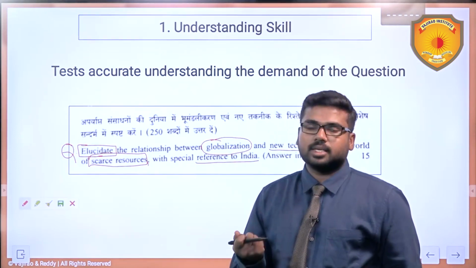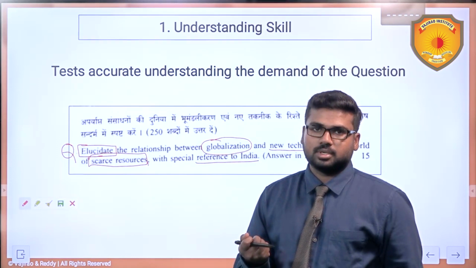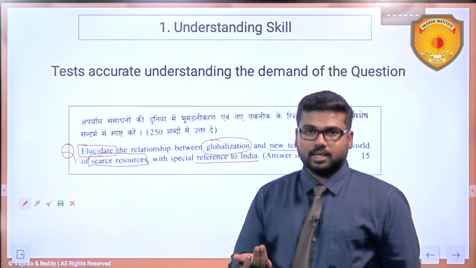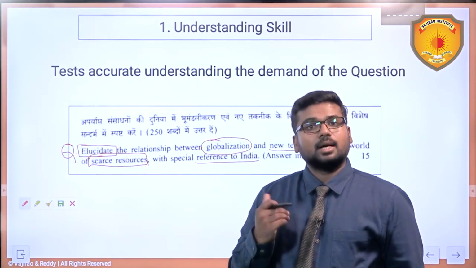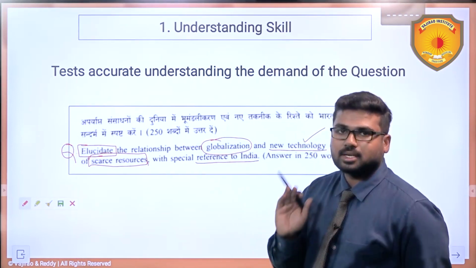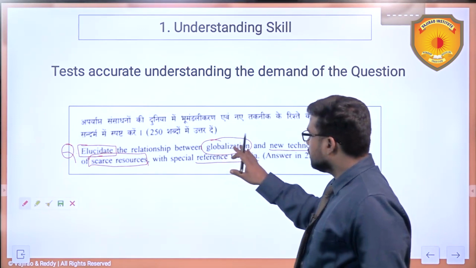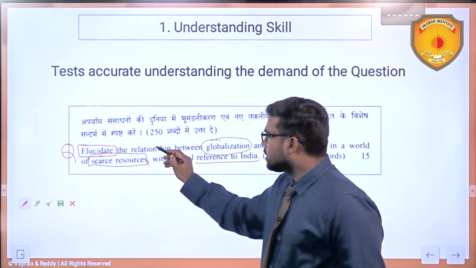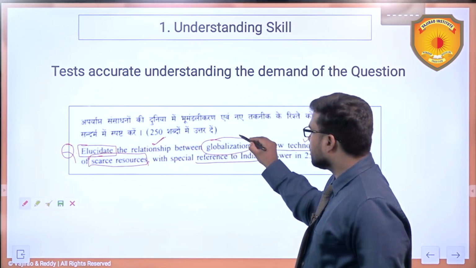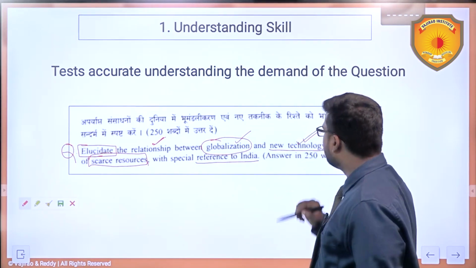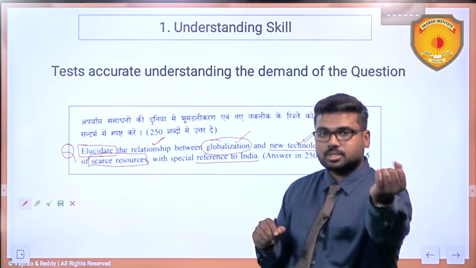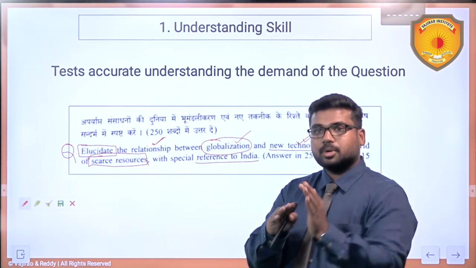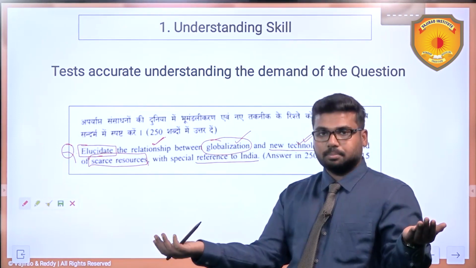There is a scarcity of many natural resources, and this has been further aggravated by pollution and commercial exploitation. So there is a scarcity. Now look at the question: Elucidate the relationship between what and what? Between globalization and new technologies in a world of scarce resources. Now you can look at the relationship on the positive side as well as the negative impacts.